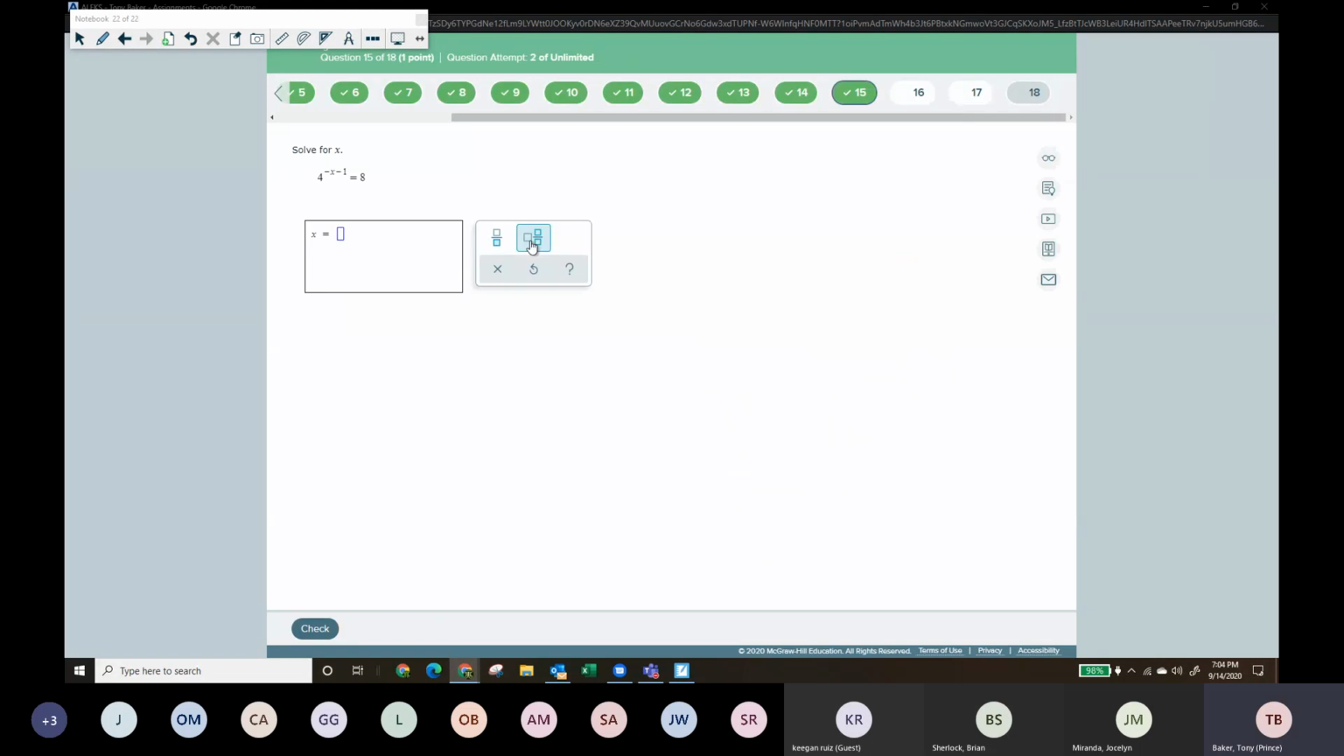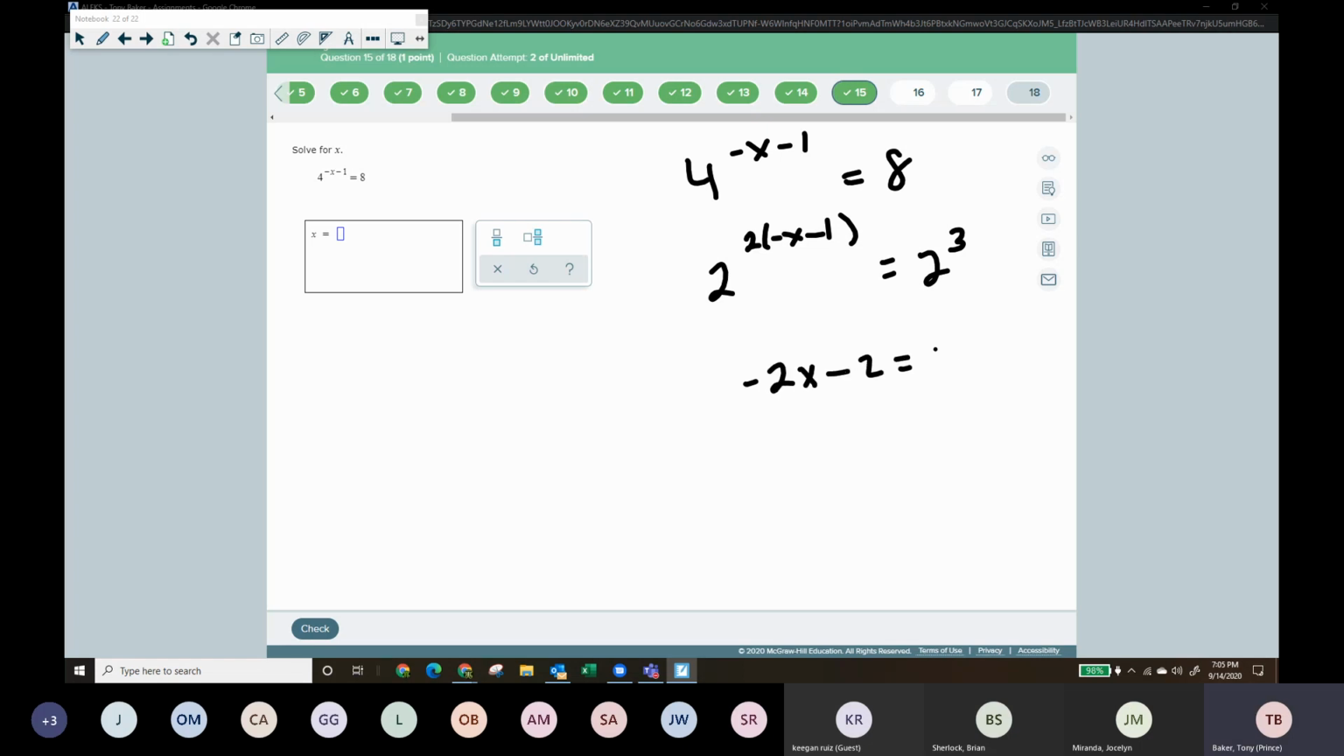All right, let's try one more of those. So we've got 4 to the negative x minus 1 equals 8. So I'm going to break it down into 2's and 2 to the third power. So I've got negative 2x minus 2 equals 3. Negative 2x equals 5, and x equals negative 5 over 2. So same thing: break it down to the same bases, and then take the exponents and just solve the exponents.